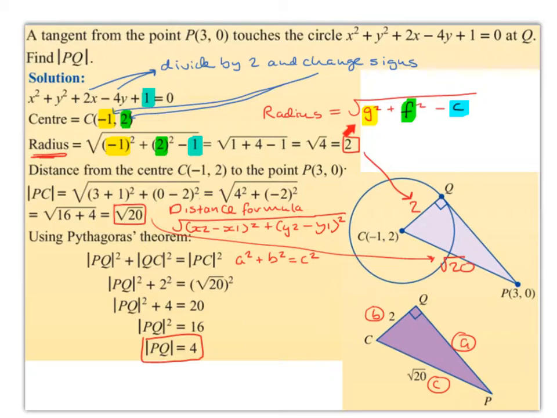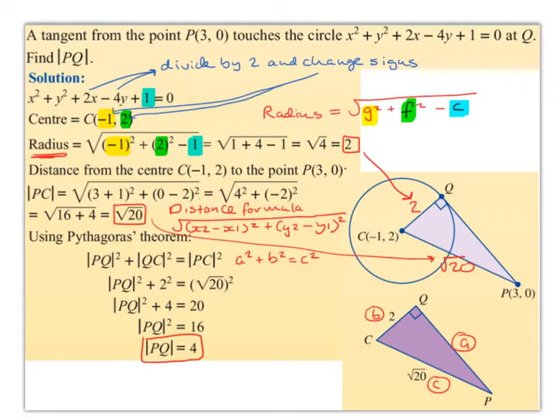We get the radius using this formula, and we substitute into the formula, and we end up getting 2, so the radius is 2. So the distance from the centre (minus 1, 2) to the point (3, 0) is given using the distance formula. We substitute into the distance formula and we simplify to get the square root of 20.